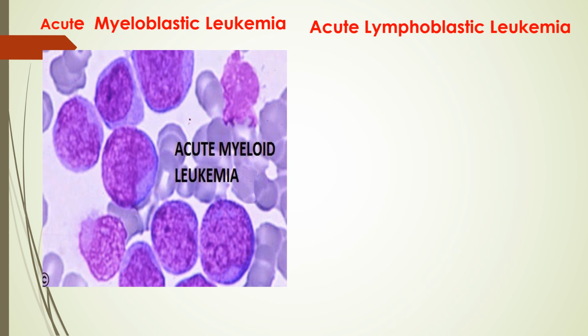The myeloblast can be of any type. They may be of erythroid type, they may be of megakaryocyte type, or they may be of granulocytic or monocytic series.